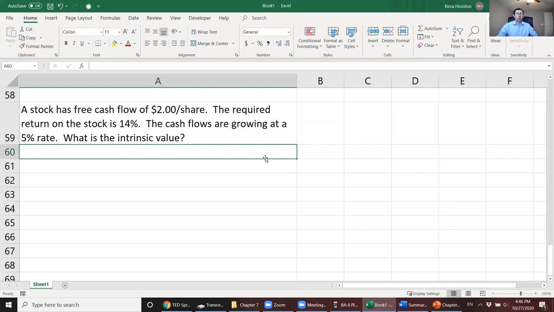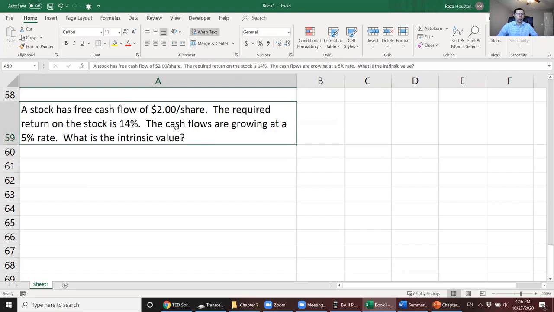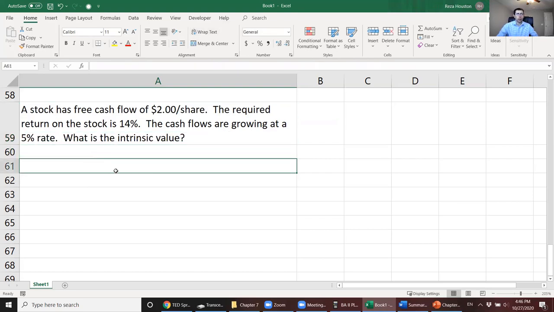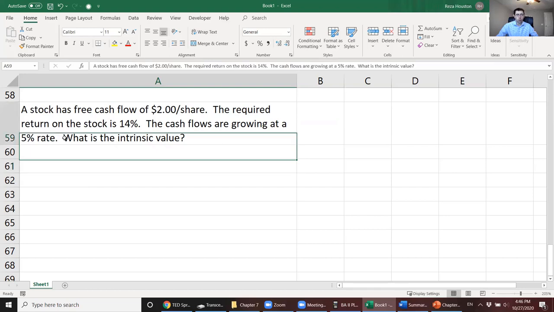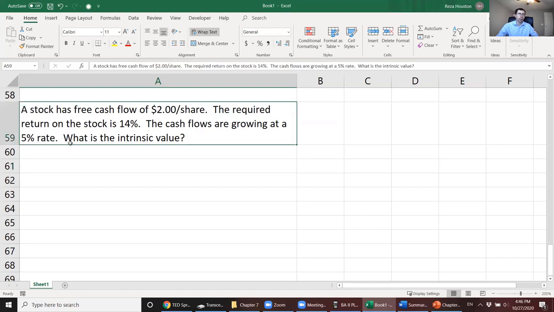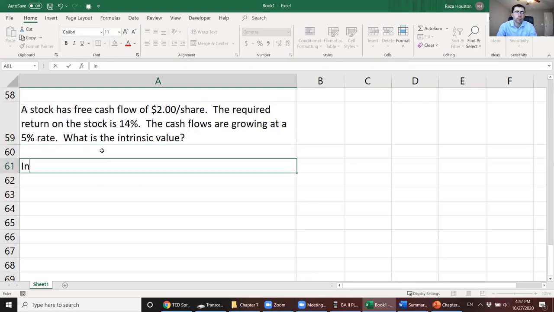All right, let's try another question where we have the cash flows growing at a constant rate. So here, with a constant growth in our cash flows, the model that we want to use is the Gordon growth model, or it's sometimes referred to as the dividend growth model. But we're not always using dividends, and everyone recognizes the name Gordon growth model. So that's what I'm going to call it.